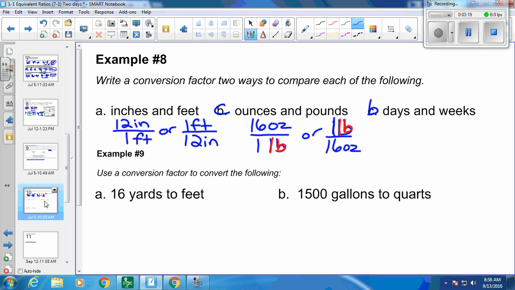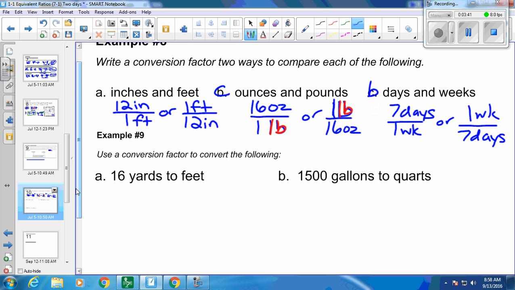Days and weeks, there are 7 days in 1 week, or 1 week is 7 days. A lot of these conversion factors will be found on your reference sheet, so that will definitely need to be a sheet that we need handy for our next couple of examples here.